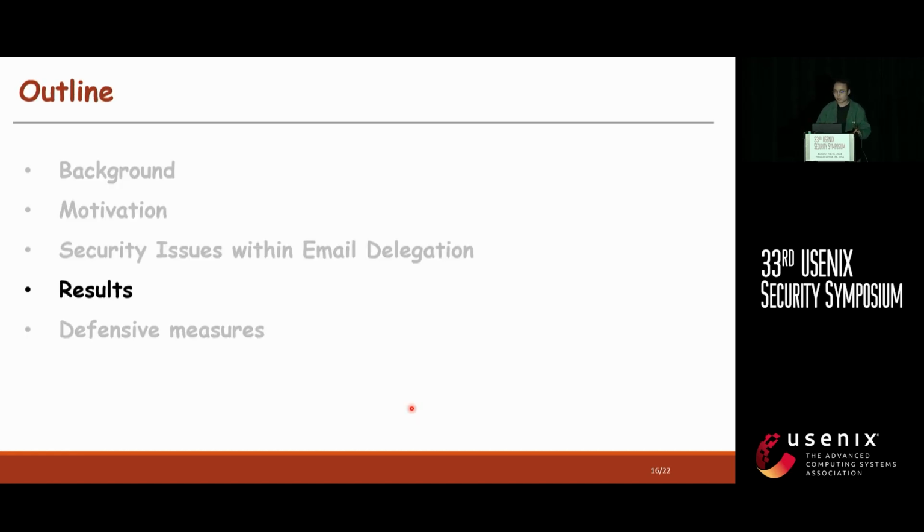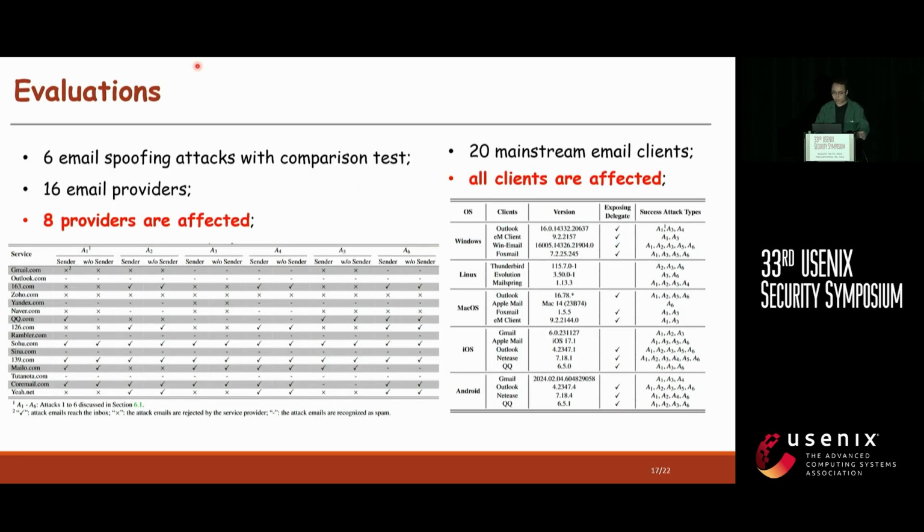Next, we give part of the results of our paper. Due to the time limitations, for the detailed results of the measurement study, please refer to our paper. The main conclusion of our experimental test is as follows. The experimental results reveal that half of the providers and all clients are affected, highlighting the effectiveness of our attacks.